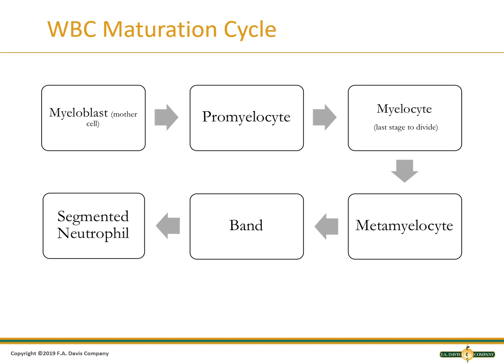So here we have a little chart that shows the white blood cell maturation cycle. We're going to start with the mother cell, or the myeloblast. The next stage into maturation is the promyelocyte. Then we have the myelocyte, which is the last stage to divide. Then we have the metamyelocyte, the band, and the segmented neutrophil. So this is the granulocytic line for the neutrophil.